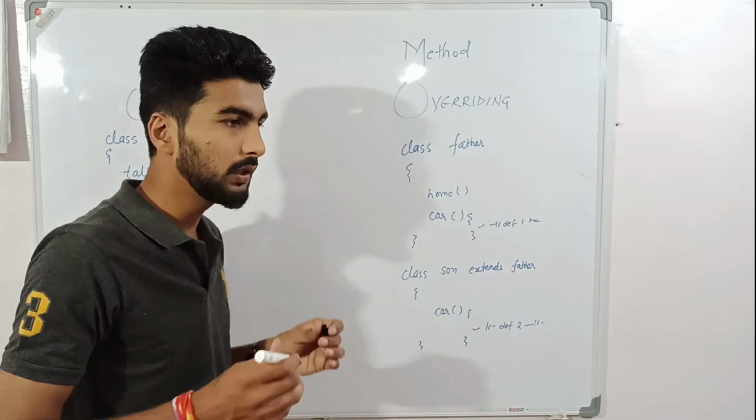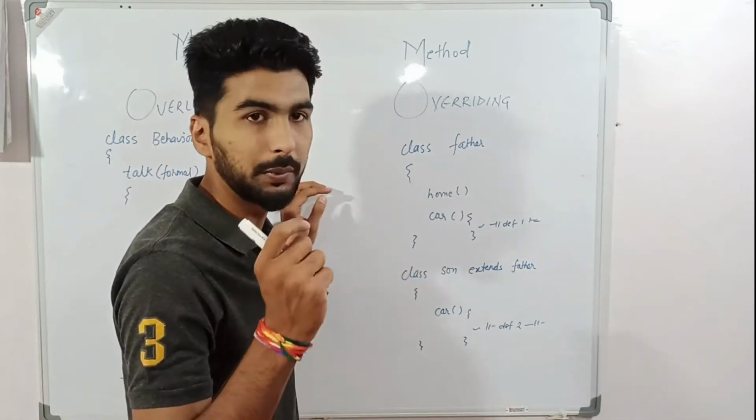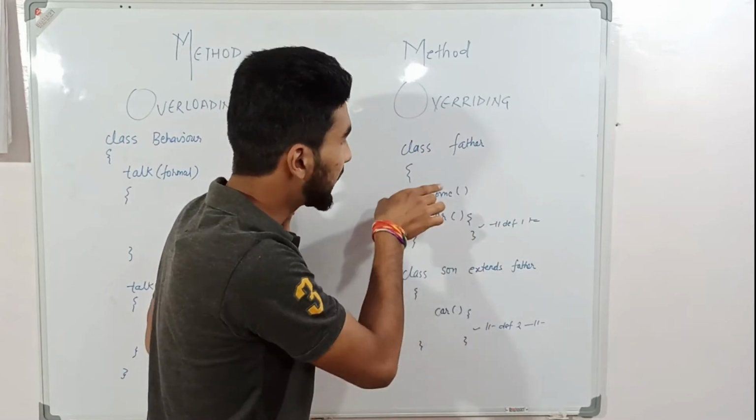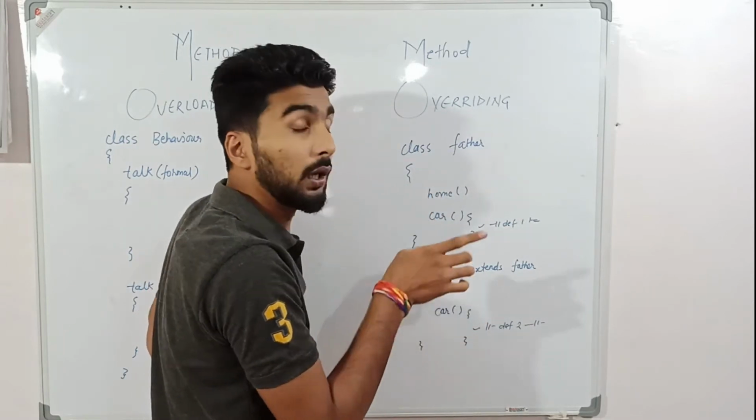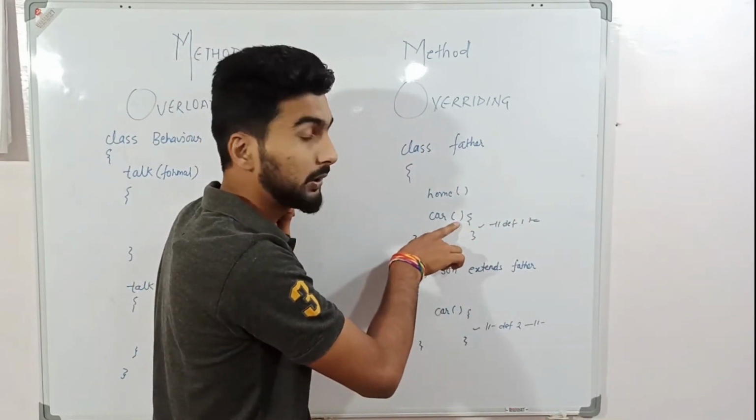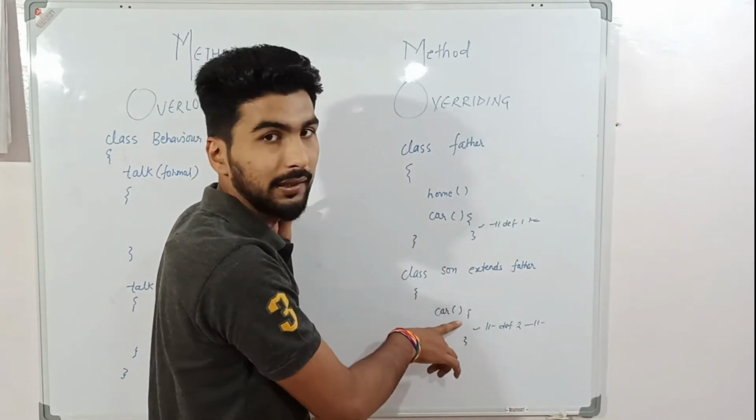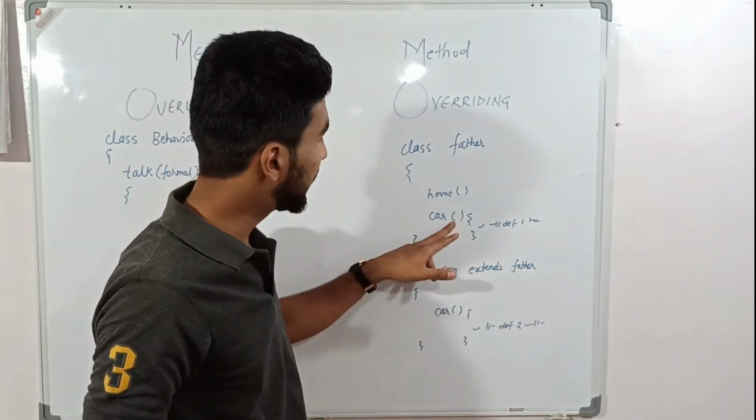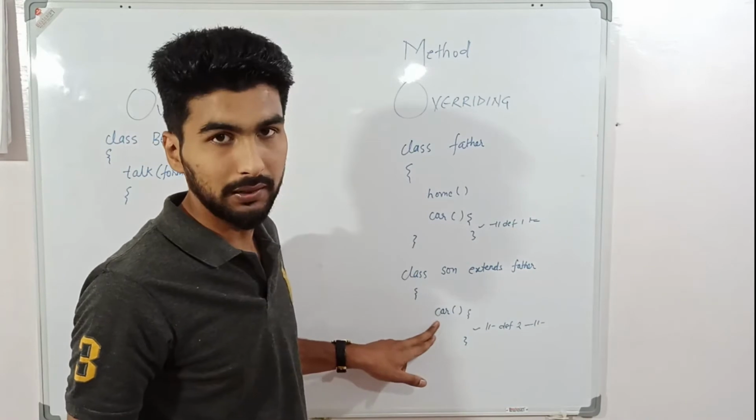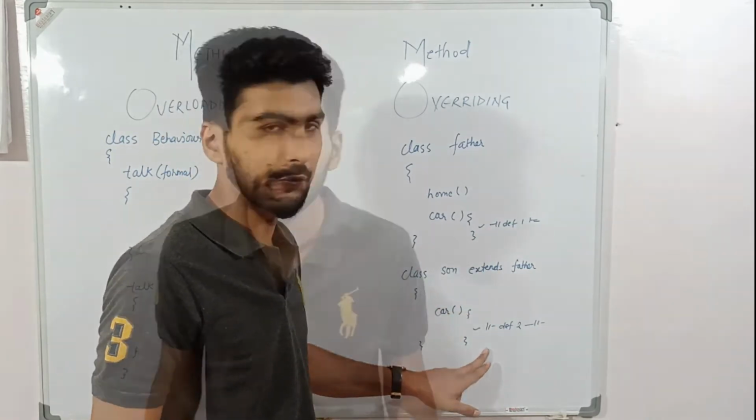Look there and listen to me. In method overriding we create two different methods with the same name and also the same parameters. Here the parameter is blank and here it is also blank. So both methods have the same parameters and the same name, but the definitions are different.